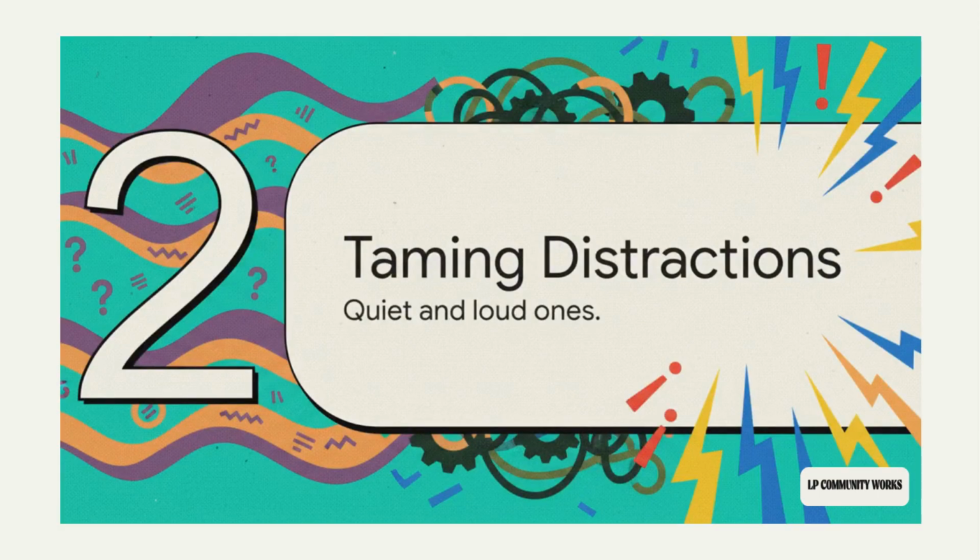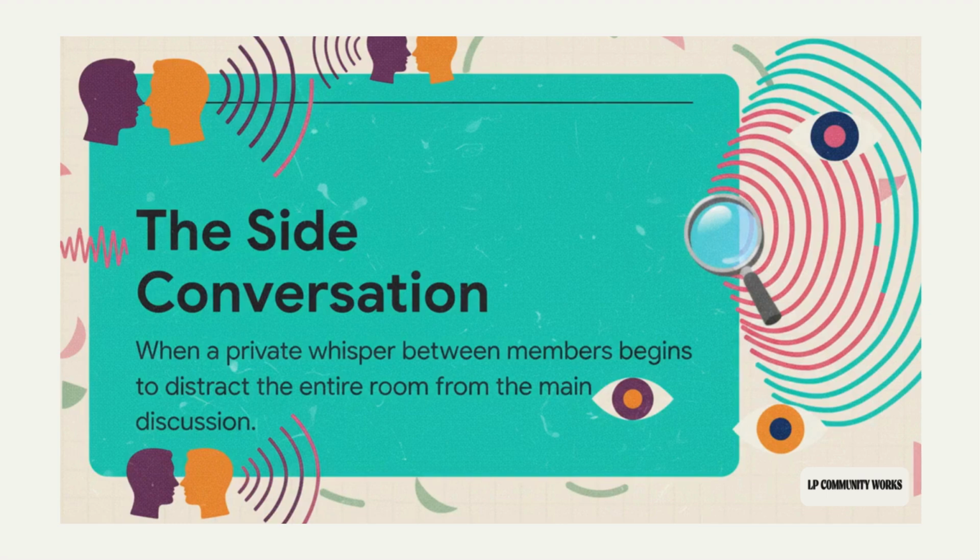Okay, let's get tactical. There are two kinds of distractions that will absolutely sink your meeting: the quiet ones and the loud ones. You have to know how to handle both. It always starts small, doesn't it? A whisper between two people, a quick aside. But then you notice half the room is watching them, not the person who's actually supposed to be speaking. And just like that, the focus is gone.